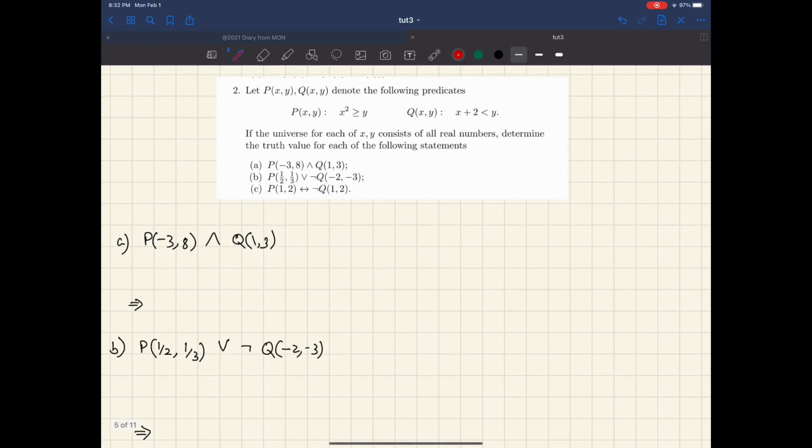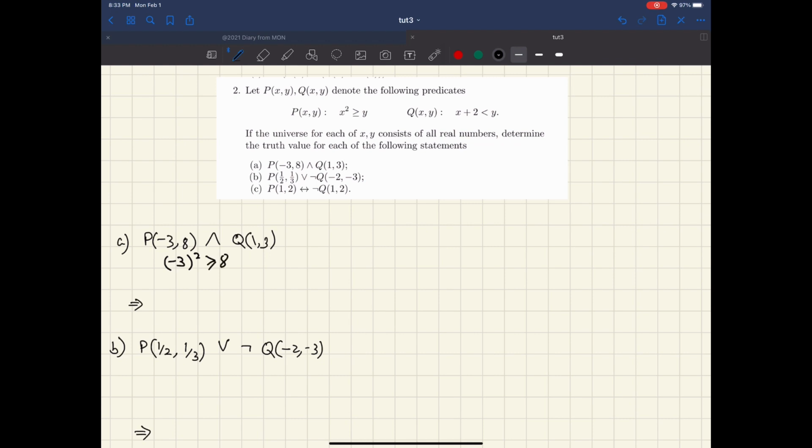Moving on to the second, we have let P of xy and Q of xy denote the following predicates. The first one we have is P of xy is x squared greater than or equal to y, and Q of xy is x plus 2 is strictly less than y. If the universe for each of x and y consists of all real numbers, determine the truth value for each of the following statements. The first one being P of minus 3, 8 and Q of 1, 3.